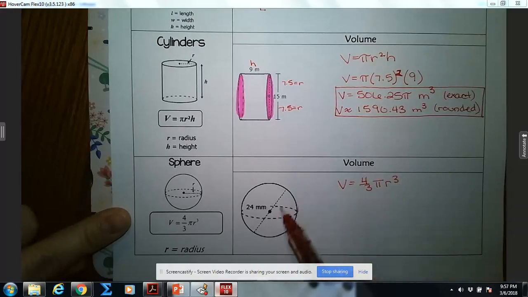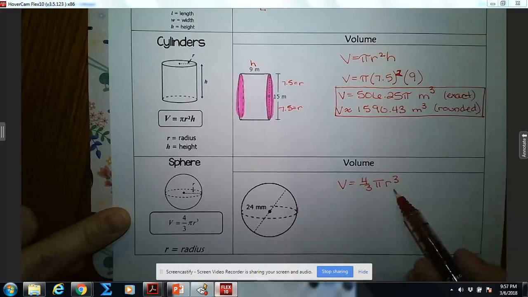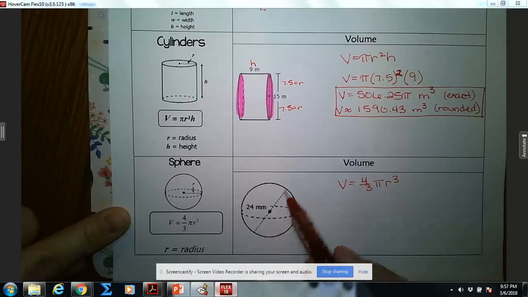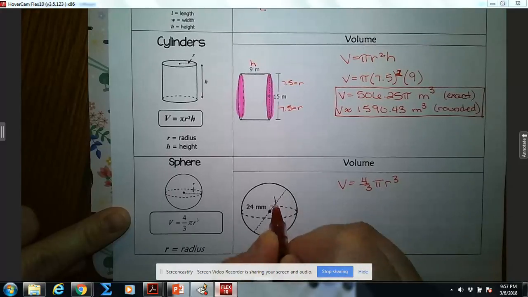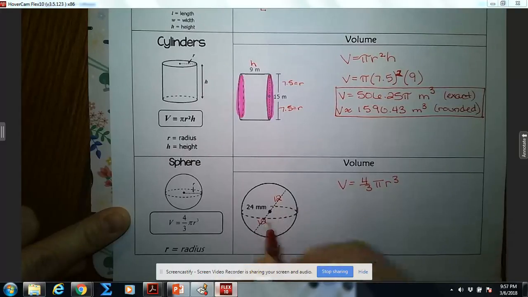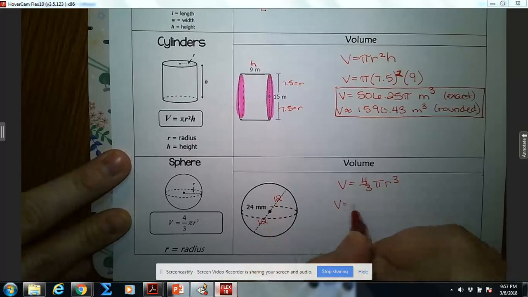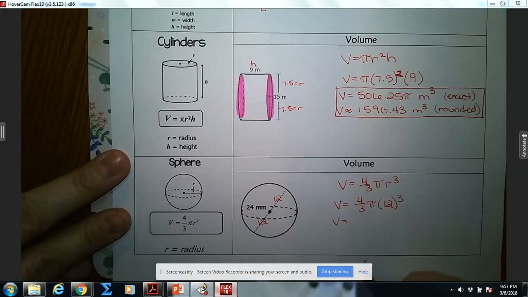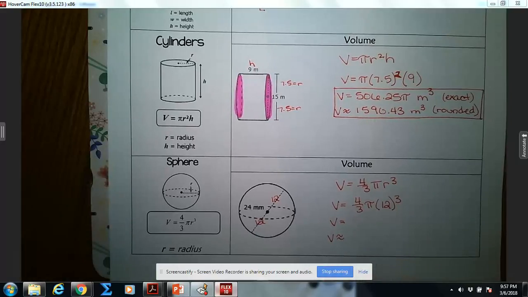Okay, well in our picture it'd be real tempting to just throw 24 in there, but be careful. 24 represents that full diameter all the way across. So you've got to split it into 12 and 12. So volume is 4/3 times pi times 12 cubed. Let's get our exact answer first, and then we'll go back and get our rounded answer.